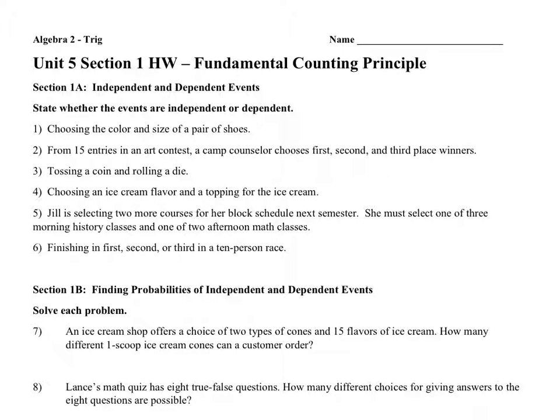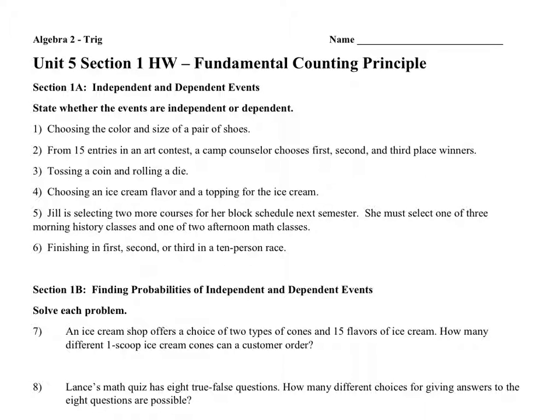In Unit 5, Section 1, we're going to look at the fundamental counting principle. Before we get into what that is, we're going to first talk about independent and dependent events. So basically, if two events are independent, one does not affect the other. If two events are dependent, one event does affect the other. So you just got to kind of logically think about this.